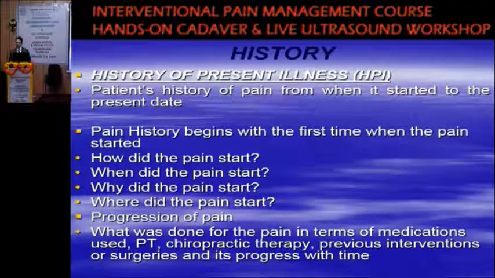And what was done before they came to you? Did they try physical therapy? Did they try medication? Did they try chiropractic therapy? Whatever. Did they have a back surgery? So you have to ask every single question, and every single question is very pertinent. So please find out about all these. How, when, why, where, and how has it progressed?